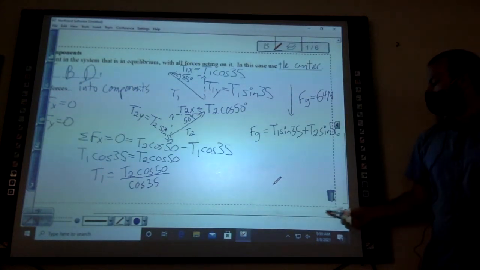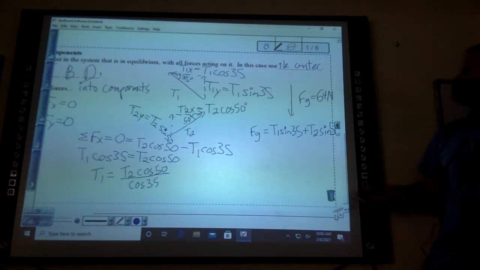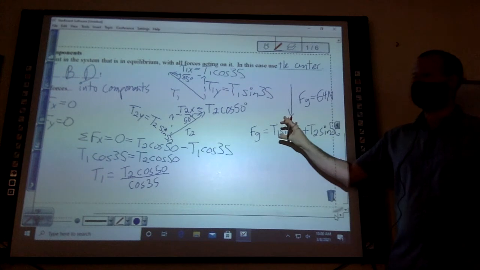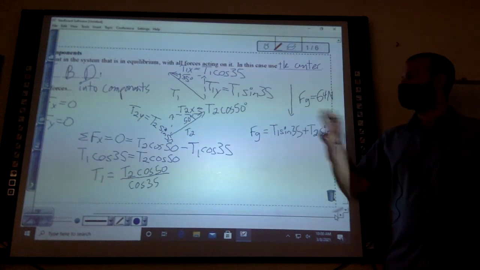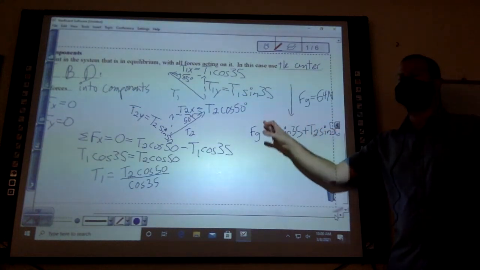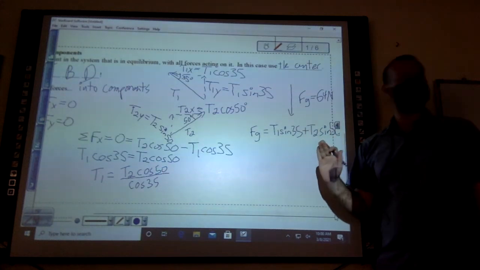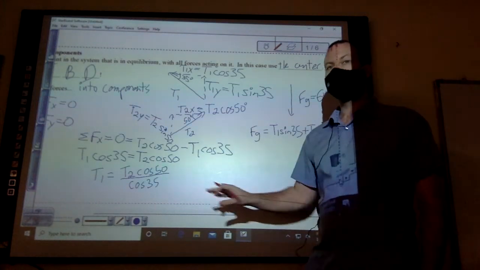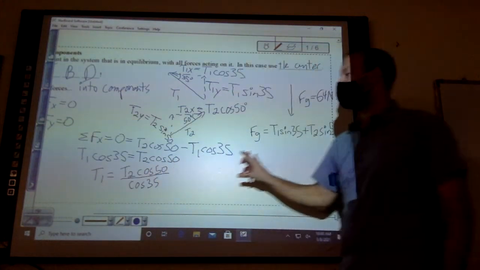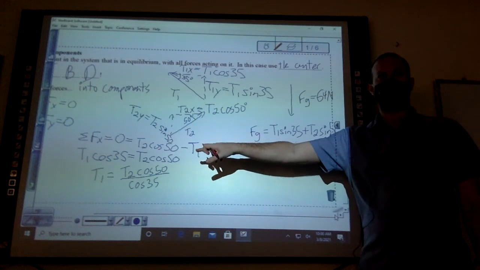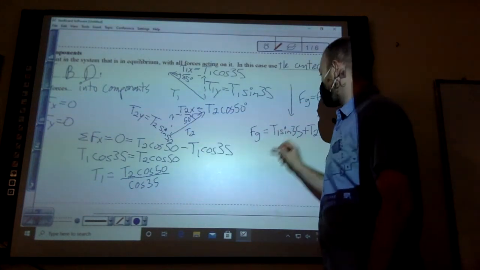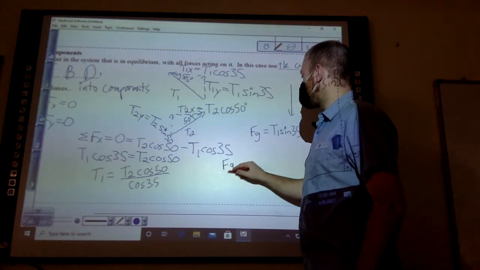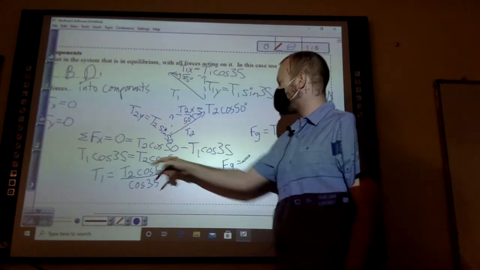So once I have done this, I'm going to substitute this into here. When I do that, I will now only have a single variable. Right? If T1 equals this, anywhere I have T1, I can replace it with that. So I will get this equation. I need a little bit more space. Let's do it down here. So Fg equals T1, which is just this.